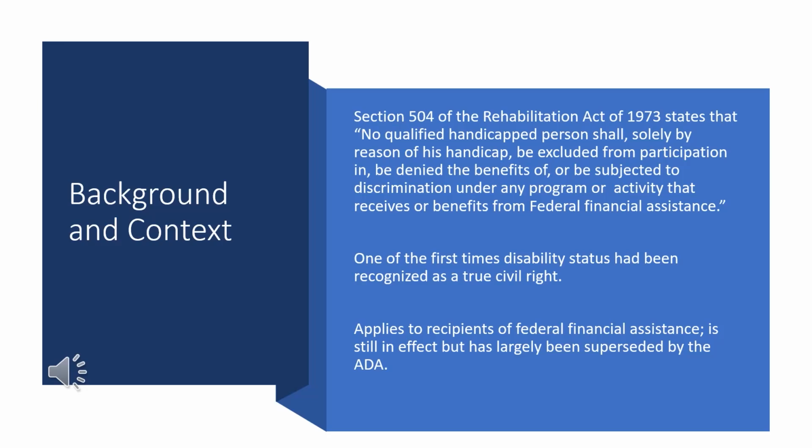Section 504 applies to recipients of federal financial assistance. You'll notice that the language of Section 504 tracks very closely with the operative language of Title VI of the Civil Rights Act of 1964.